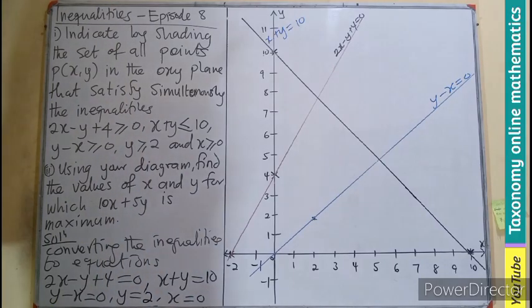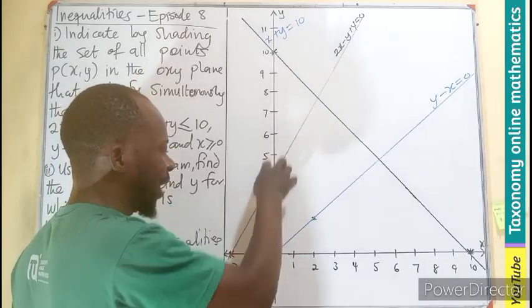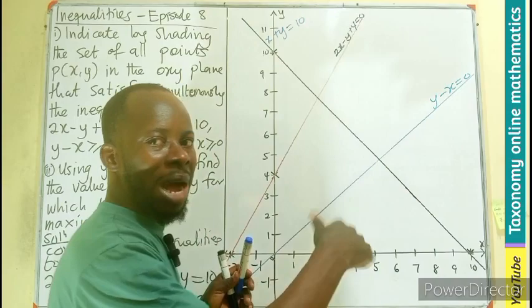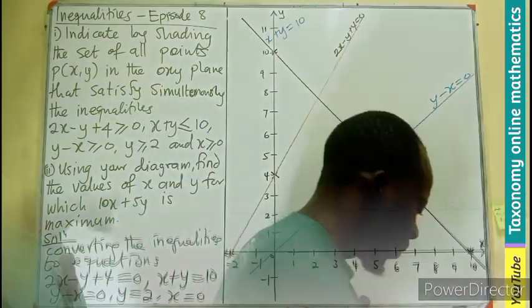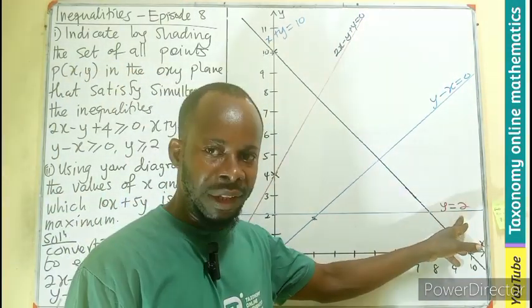So now the next thing we are going to do is y equals to 2. Meaning you locate 2 on the y-axis. So if 2 is here, we draw a line through that, which will be parallel to the x-axis. So the line y equals to 2 is this.